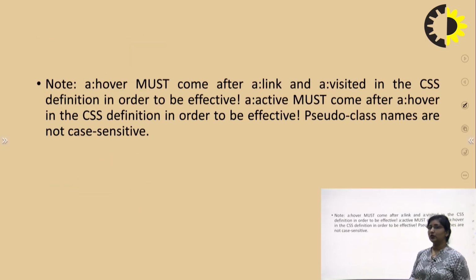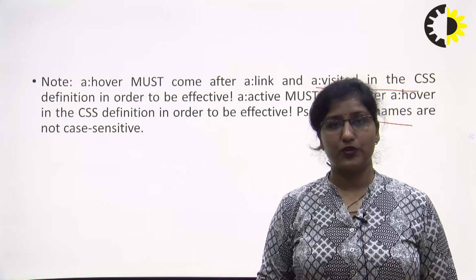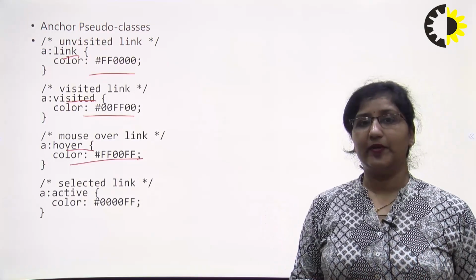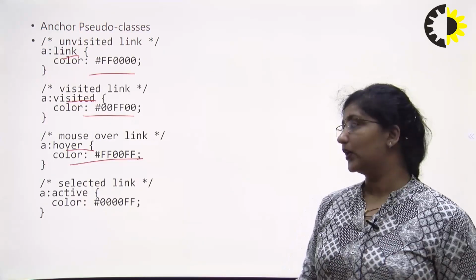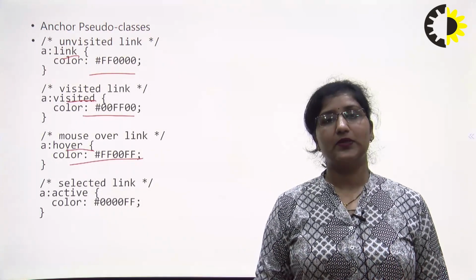Here what we need to know is that hover must come after link and visited in the CSS, so that the effective order is maintained. If it is not defined in the correct order, it will not work. Pseudo class names are not case sensitive. Here, if I take the mouse to a particular position, in this example, for the unvisited link, first we have mentioned the CSS. Then for the visited link, if the selected link is of any other color, then it will not work for it. So the sequence has to be maintained.